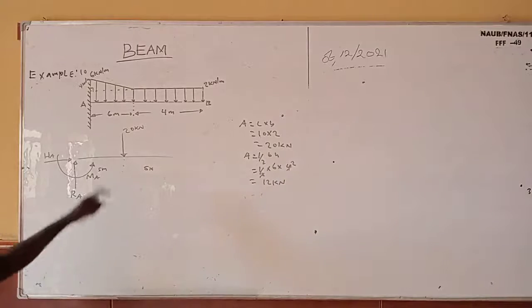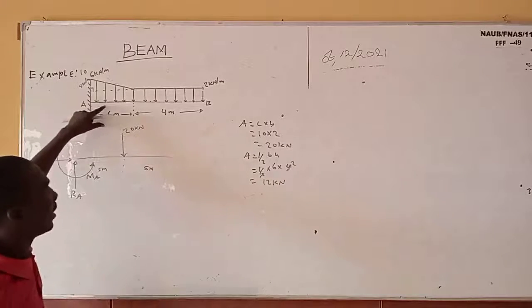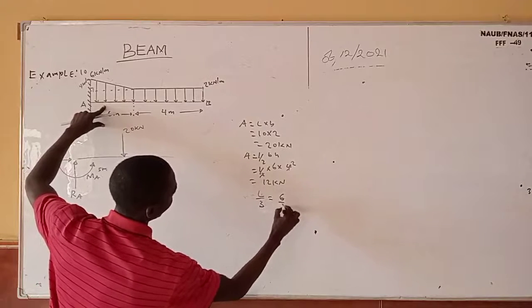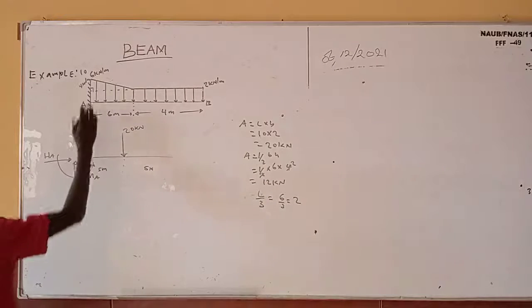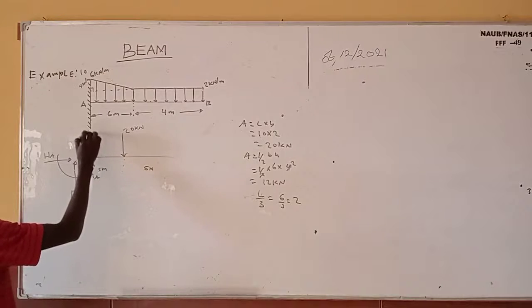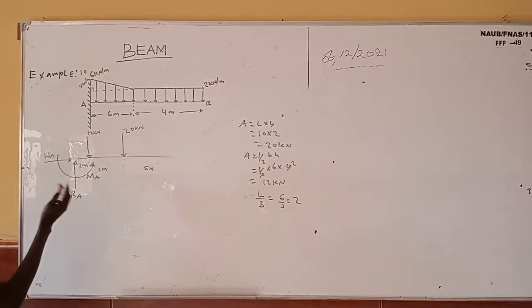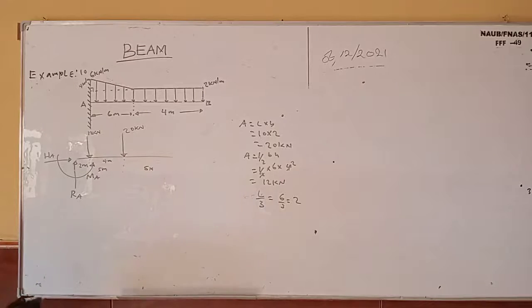So for us to get the distance this one will cover, it is going to be L over what? L over 3, which is 6 over 3, which is what? 2. So it shows it will move 2 away from this part, so it is going to be somewhere here, which is 12 kilonewton. So from here to here is 2 meter, and if it is 2, 6 minus 2 is what? 4 meter. You get that?